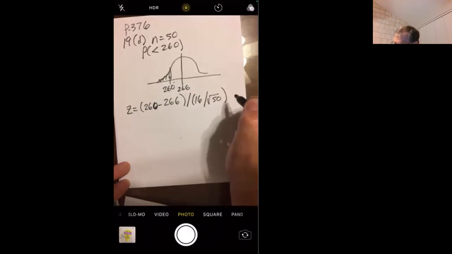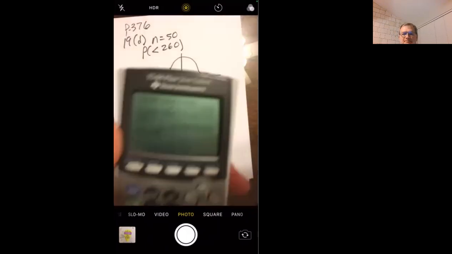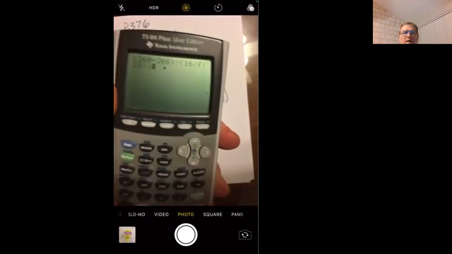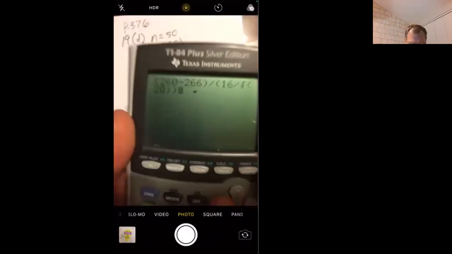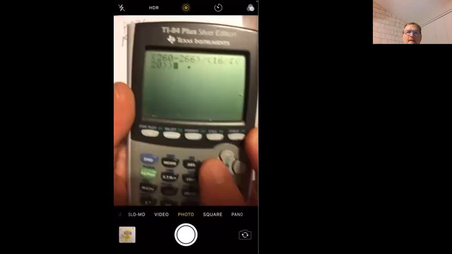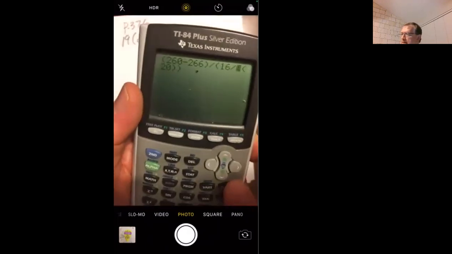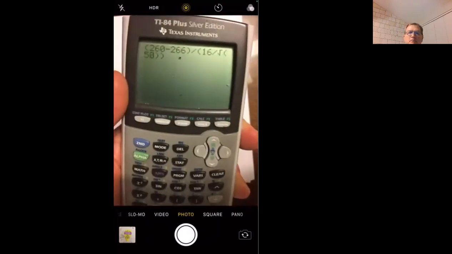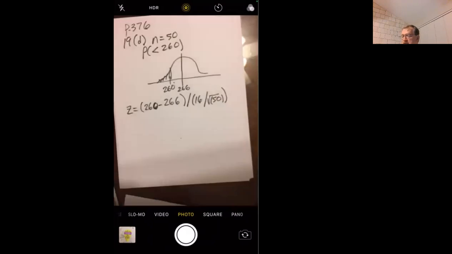The calculator will have little parentheses around the 50. You can almost call it back. Second enter. And change the 20 to a 50. Change that one too. Oh, went too far. Make that a 50. And I'm at negative 2.65 standard deviations.